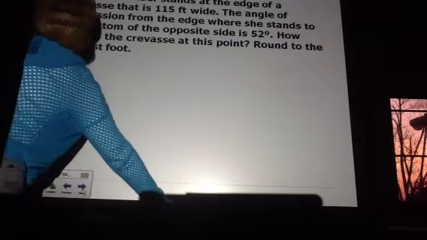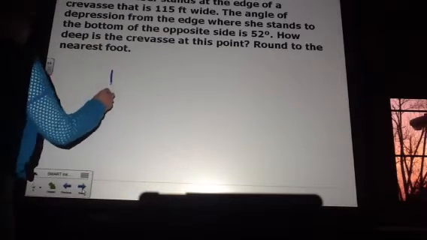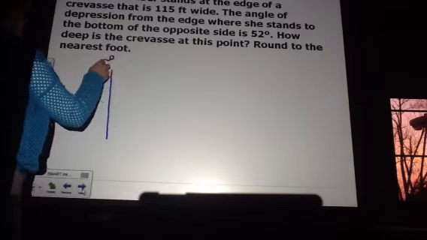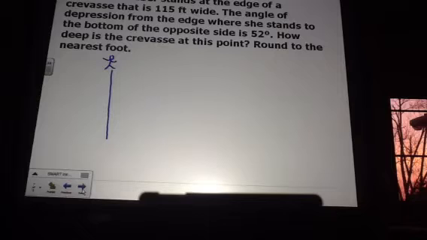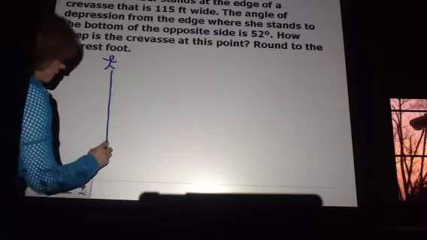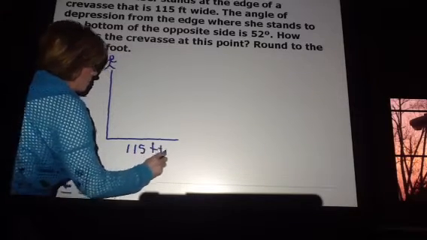Okay, now we've got an ice climber stands at the edge of a crevice. Okay, so here's the ice climber. The crevice is 115 feet wide. So here's the crevice. 115 feet wide.